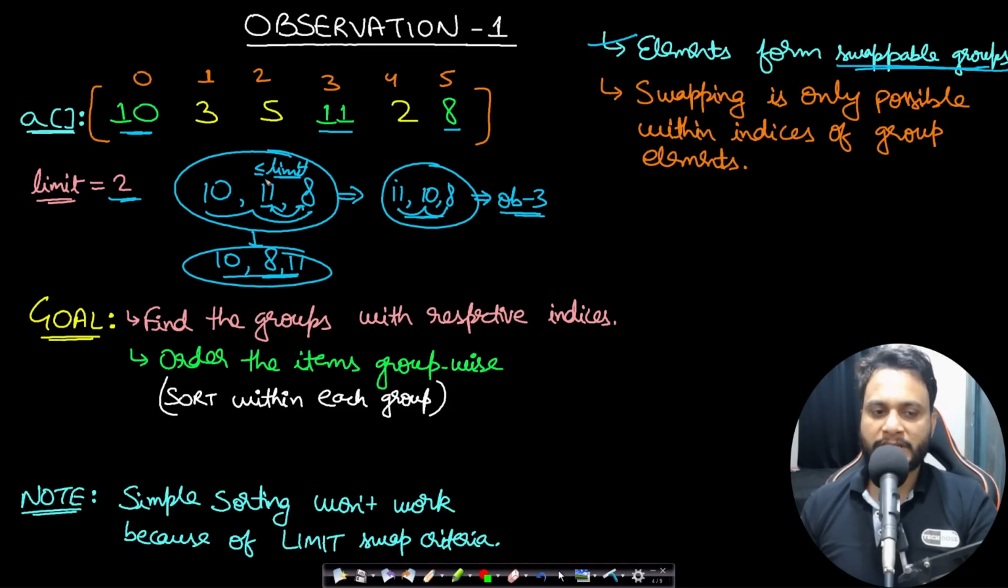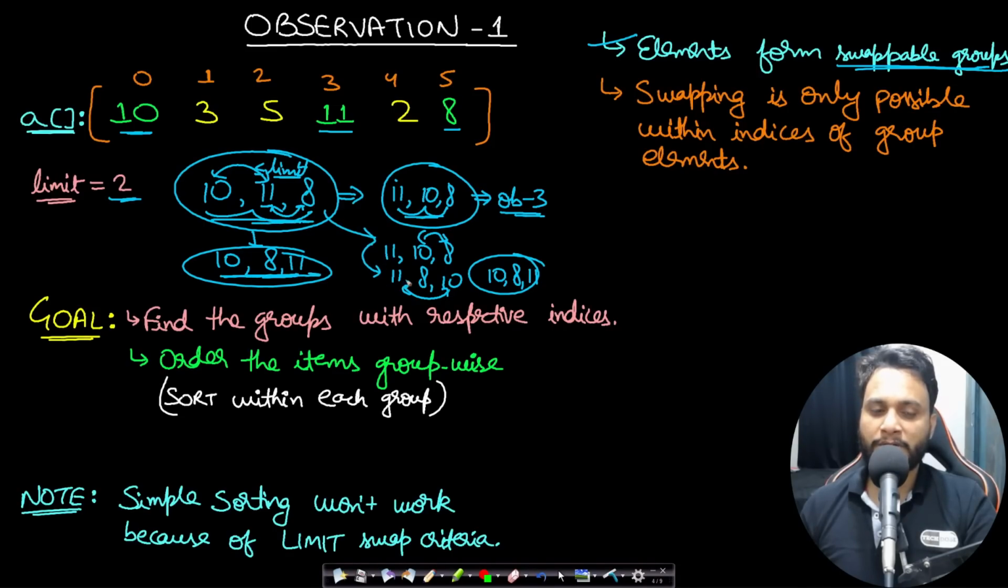So what I will do is swap this 11 with 10, and I will get 11, 10 and 8. Now I will swap this 8 with 10, and I will get 11, 8 and 10. And then I will swap this 10 and 11 to get 10, 8, 11. So I have reached this state from the initial state in a certain number of hops.